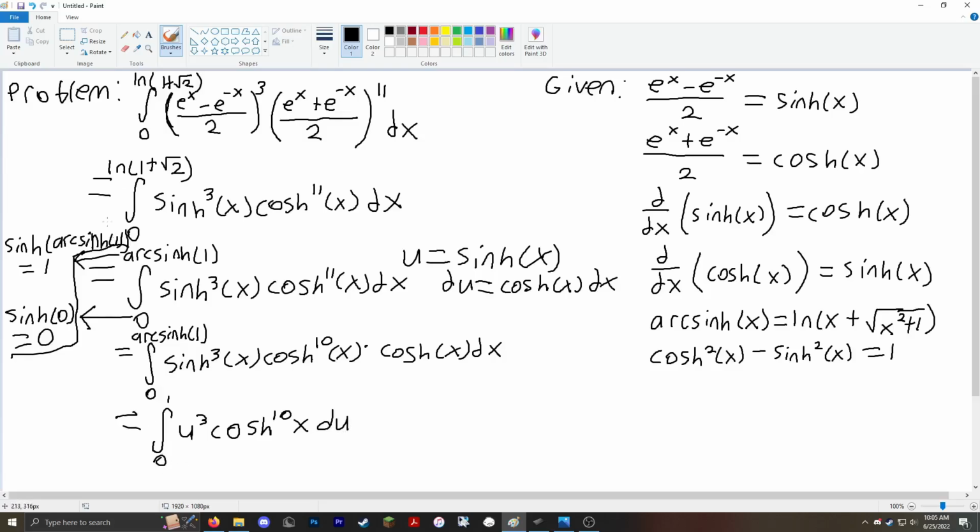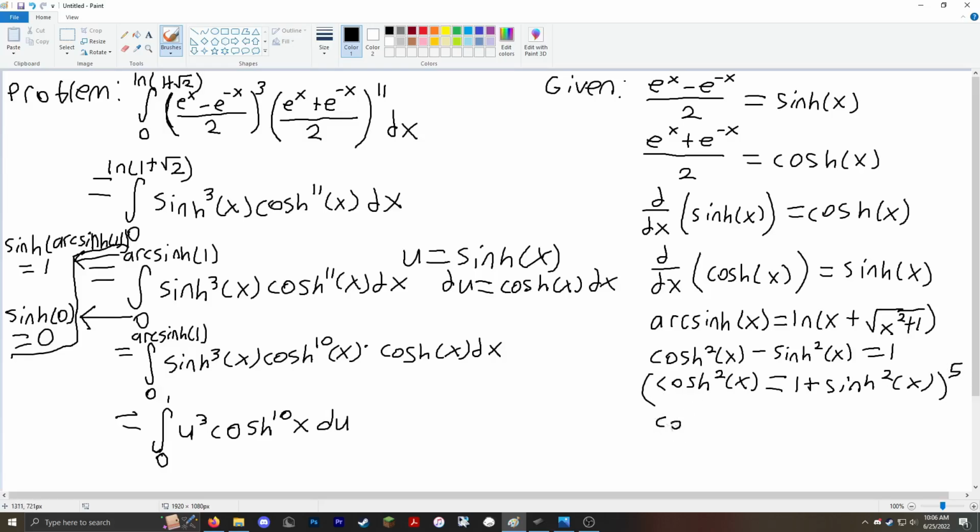Now, if you've done calculus, you might be looking at this and you're like, oh, that sucks. We have u's and x's, and yeah, that's pretty bad. Normally you wouldn't be able to do anything here, but that's where this equation comes in. We can solve for cosh to the 10th power in terms of hyperbolic sine. And then we can raise both sides to the 5th power.